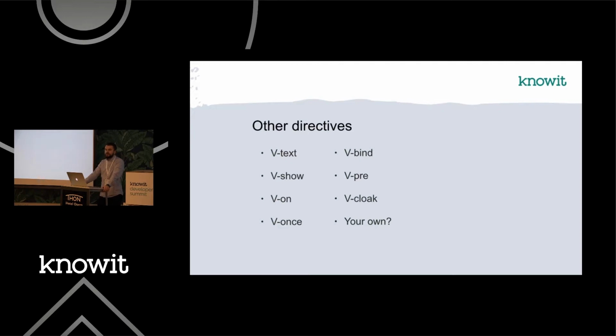v-once just renders the element once and doesn't do anything afterwards, even if you change the data that is in it. v-bind is to manipulate the element class list and its inline styles. And v-pre doesn't do that much actually, but if you want to make your site faster, you can skip the compilation for a specific element and all its children. v-cloak is just to hide elements or components. And then you can write your own directive if you want to, and just add it to the Vue instance.